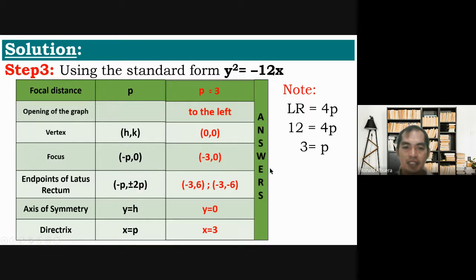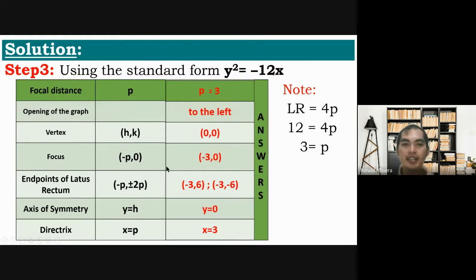We just substitute. P is 3, times negative is negative 3. Negative 3. P is 3, times 2 is 6. It's 6 or negative 6. So these are the endpoints of the latus rectum. And of course, our axis of symmetry is y equals 0 because our vertex is at the origin. And the directrix is the opposite. Since the focus is to the left, meaning our directrix is nasa right. So x equals p, which is x equals 3. Very good. That's the answer.